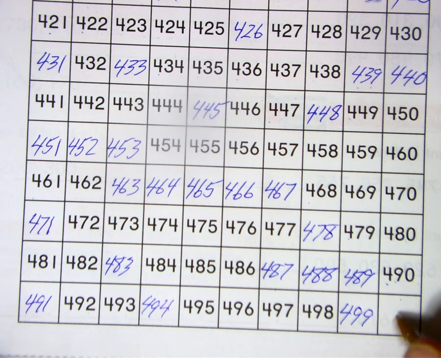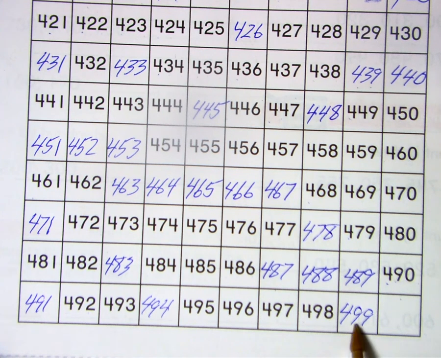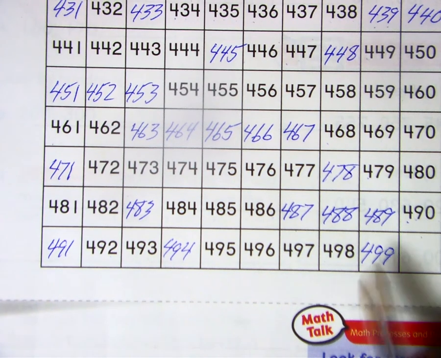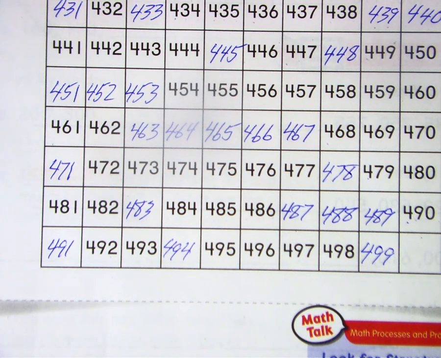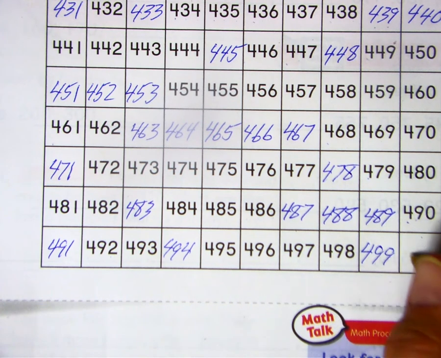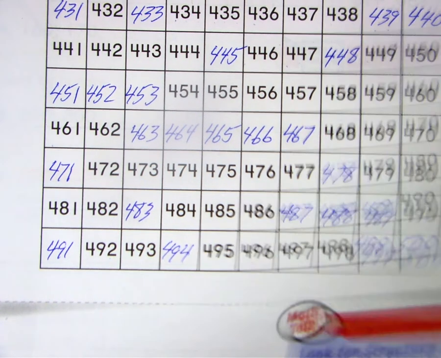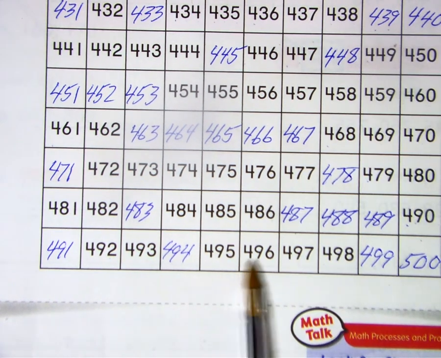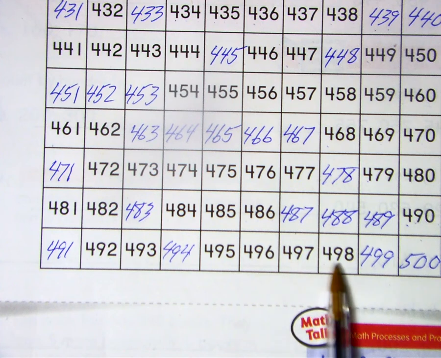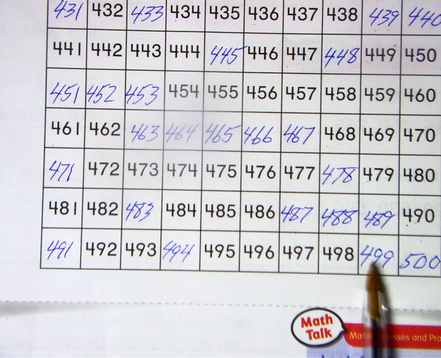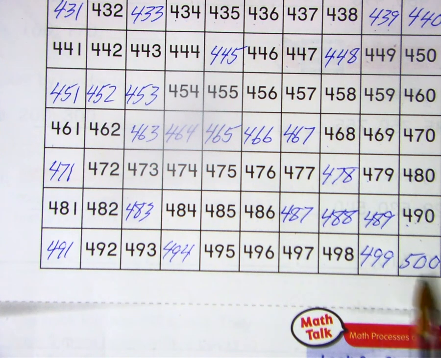499, wait a second. Is 99 the end? There's no more 400s. That's the biggest one, 99. If we're done with the 400s, what must we do? 500, starting with the zeros. 500. 499, 500. We made it.